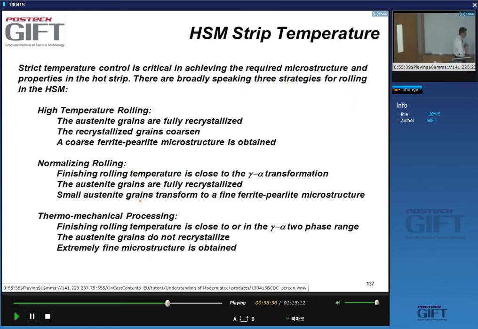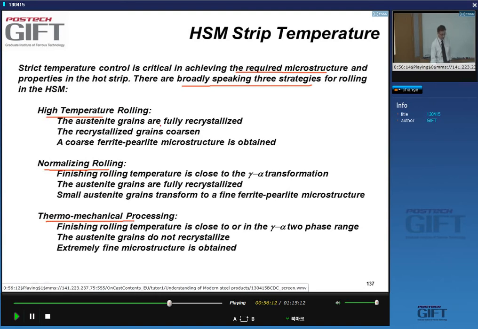So on top of that, for metallurgical reasons, we will also change the temperatures at which we do the rolling. In particular, in order to achieve certain microstructures, we will change the strip temperature. And we have broadly 3 strategies. We do either a high temperature rolling, a temperature rolling that we call normalizing, and we do thermomechanical processing. The difference is the following.